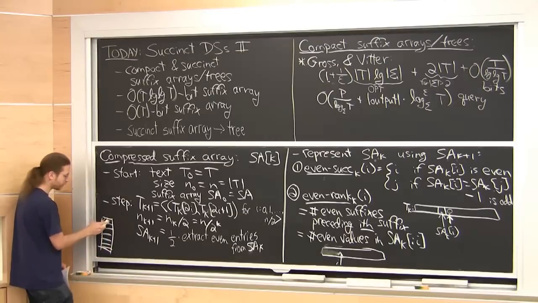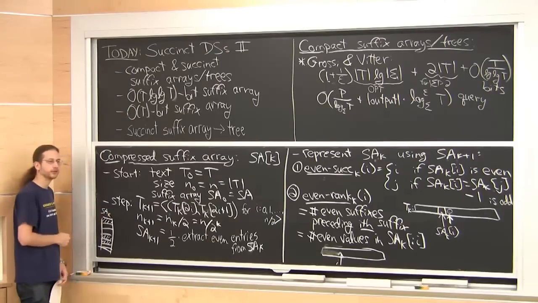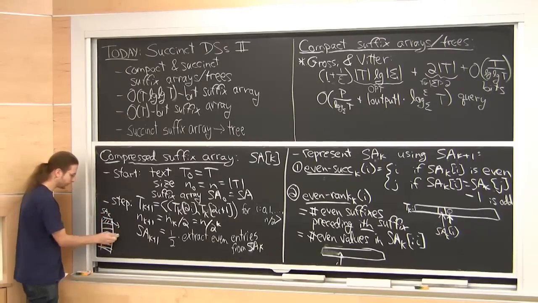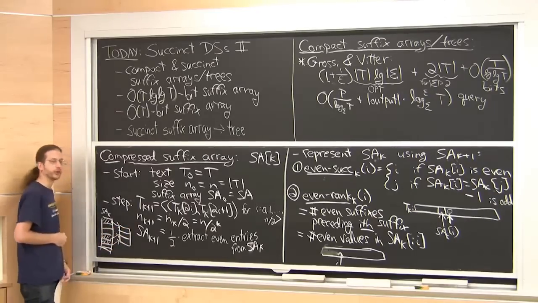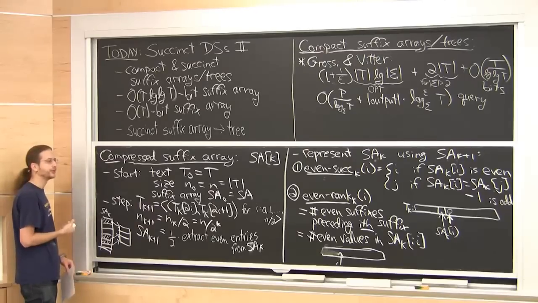Some of these values are going to be even, but you don't really know which ones are going to be even. It's an arbitrary subset of the values in SA_k that are even, and those are the ones that you extract and form SA_{k+1}. But it's an arbitrary subset. You can't just divide by 2 or something. It's not the right thing.